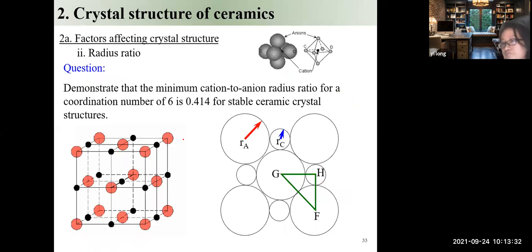Okay, so demonstrate the minimum cation to anion radius ratio for coordination number 6 if it's 0.414 for stable ceramic crystal structures. First of all, I have already asked you, how can we calculate the minimum cation to anion radius ratio? We know everything has to be in contact, the anions always need to be in contact with cations. Am I correct? But if it's a minimum case, which means your anions also need to be in contact with anions. Okay, so that's the minimum case.